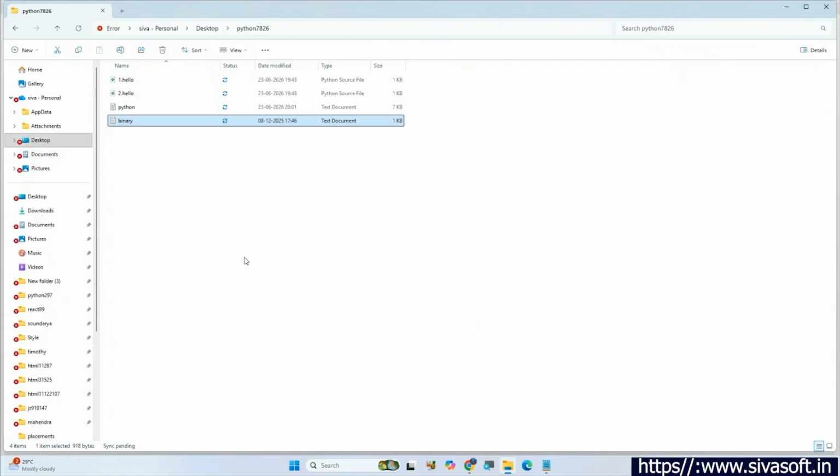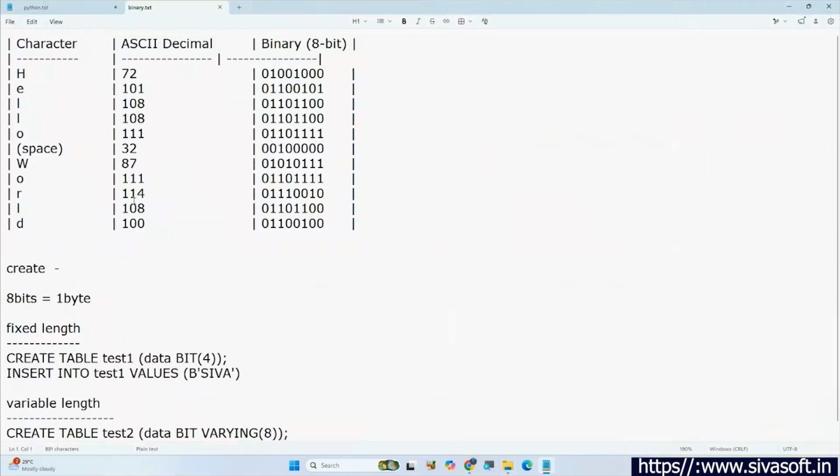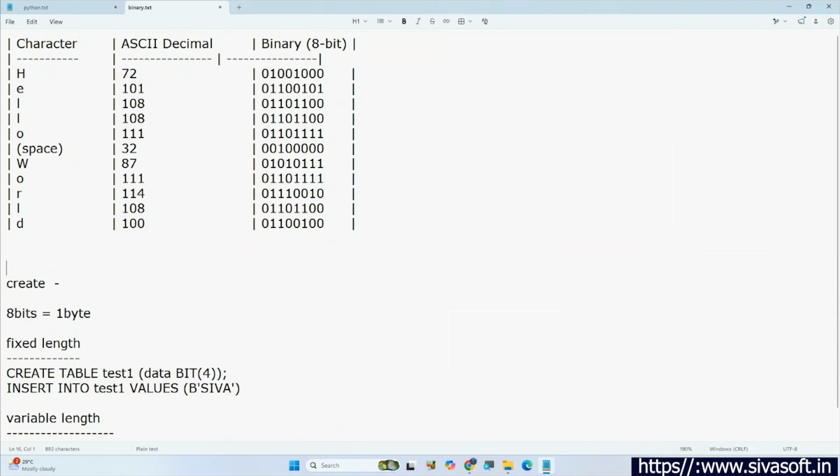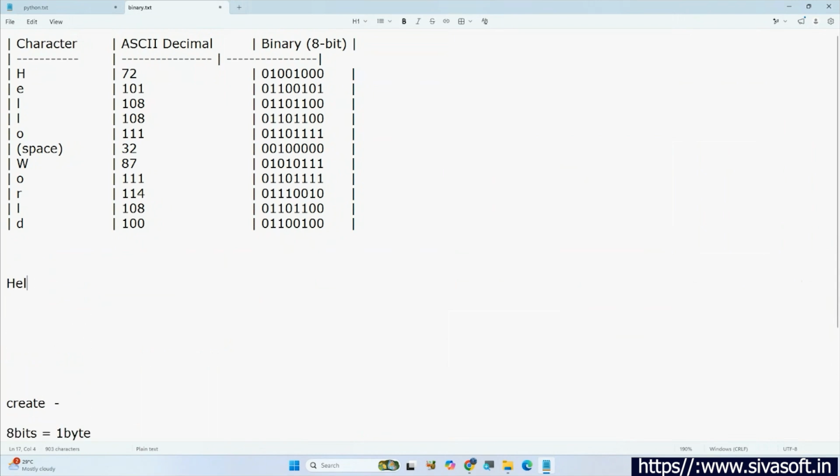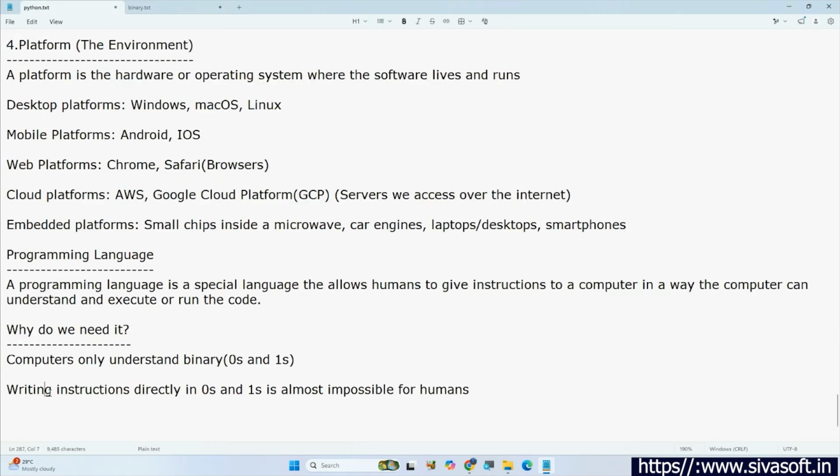For example, let's say I want to type hello world. In the English language, simply I can type like this. But my computers are going to understand always binary. Let's say if I want to type hello world, H means this one. E means this one. It is impossible as a human to write like this. Is it clear, right? So I think you got some clarification here. So writing instructions directly in zeros and ones is almost impossible for humans.